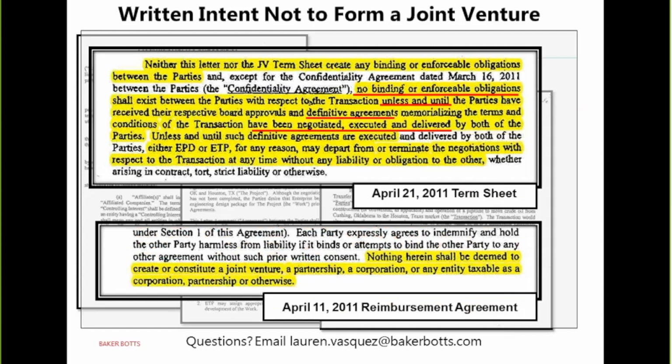And so here we've got 2 examples of those agreements, and the term sheet up top is really one that plays a central role. You'll see that the term sheet had classic condition precedent language, no binding or enforceable obligations unless and until the parties have their respective board approvals and definitive agreements. And both of those conditions we'll talk about throughout the presentation, and this language is central to what the court and the appellate decision ultimately found.